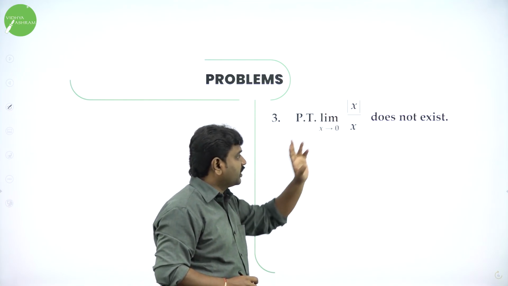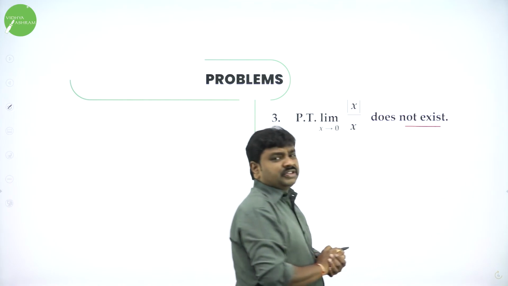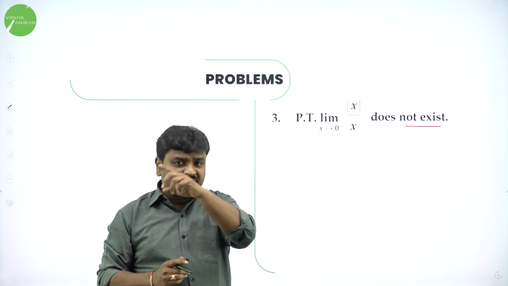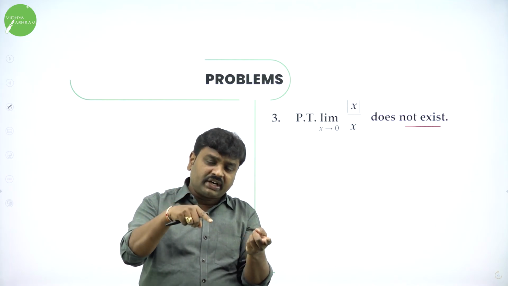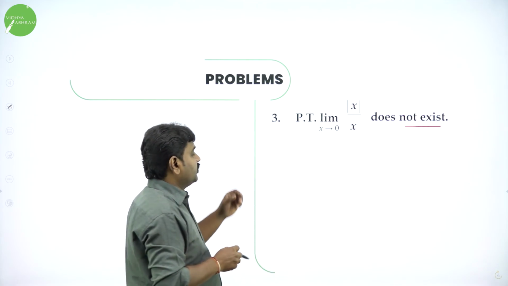Limit as x tends to 0 of mod x by x. They are asking you to prove it does not exist. Please understand, if a function has more than one value, then you should find the left-handed limit and the right-handed limit. If the left-handed limit and right-handed limit are different, then we say the limit does not exist. So that's what we need to do now.